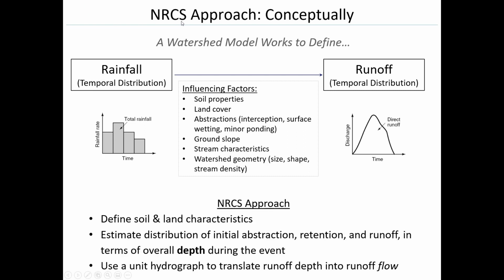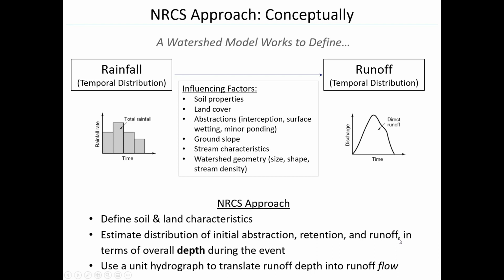So the method here is, first of all, to look at what is the soil type and what's the land use characteristics in a watershed. And then there's just a simple empirical equation that says how much of the rainfall is going to get tied up in initial abstraction, how much of it is going to be retained in the watershed, and then therefore the leftover amount that's the runoff.